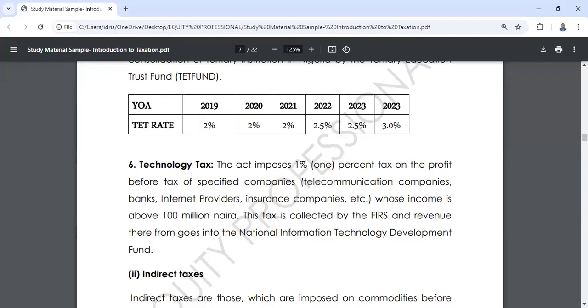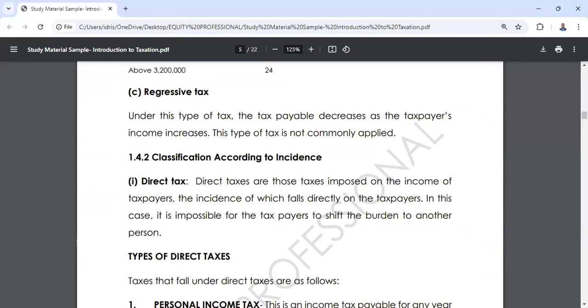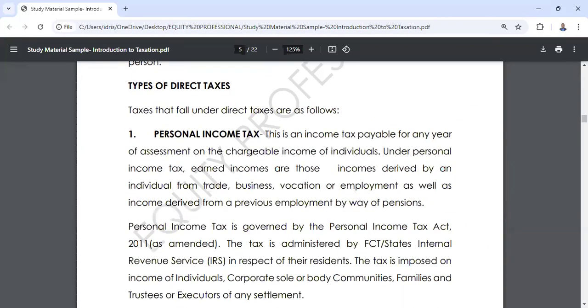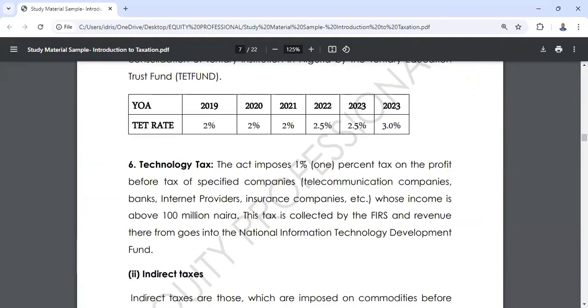Now, classification of tax according to incident. We classify it into two: direct tax and indirect tax. Direct taxes are those taxes imposed on income or profit derived by companies and individuals. The types of direct tax are personal income tax, company income tax, capital gain tax, petroleum profit tax, education tax, and technology tax.